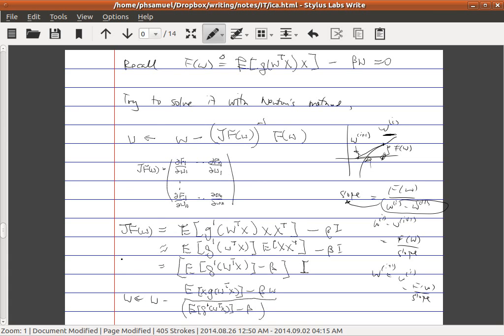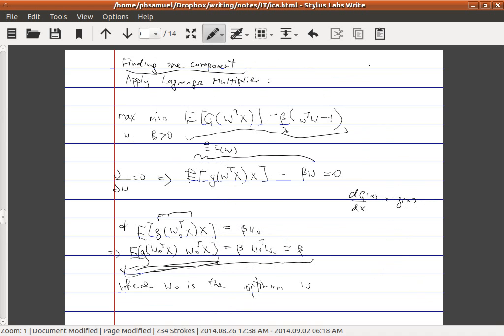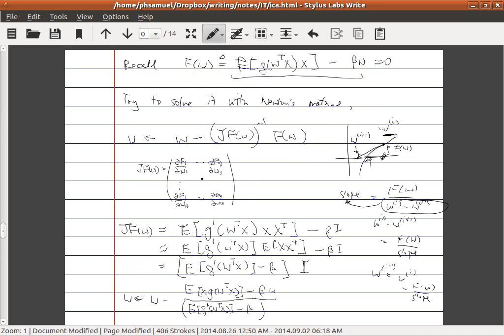Now, how about finding the W here? To find the W, we'll use Newton's method. Basically, W should satisfy F(w) equal to 0, where F(w) is equal to this expression, as we were given previously. Just to remind the viewer, if they are not familiar with Newton's method, the 1D Newton's method is very easy to understand.